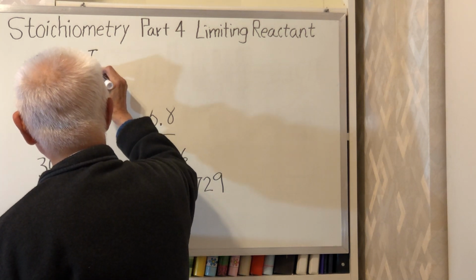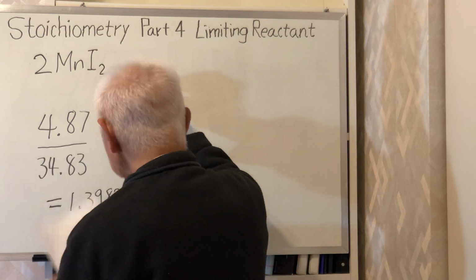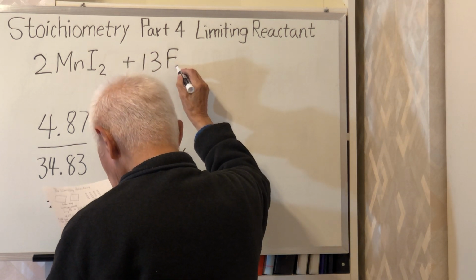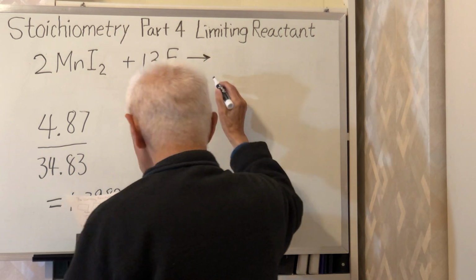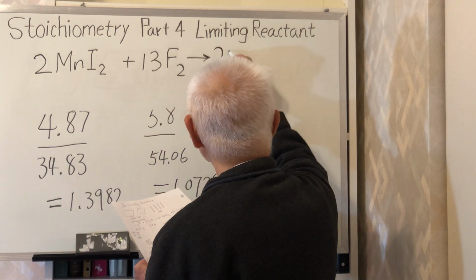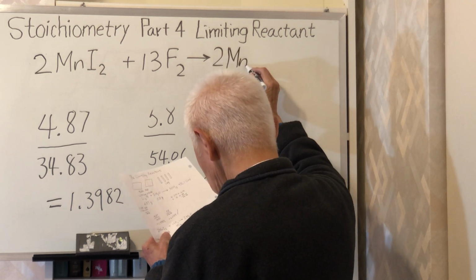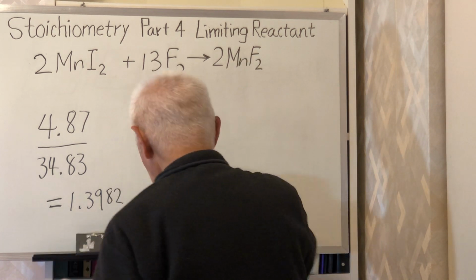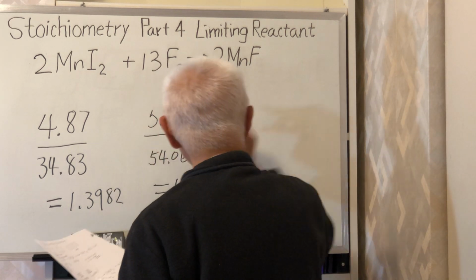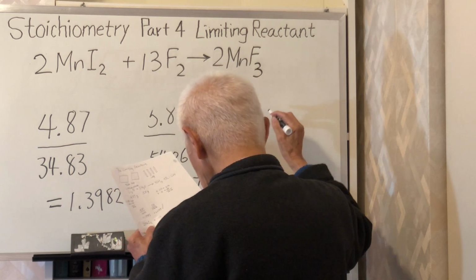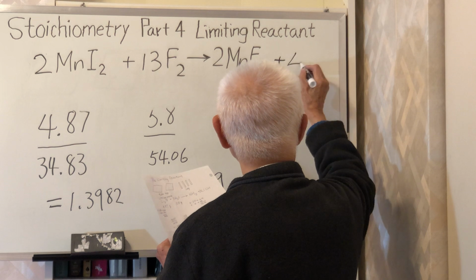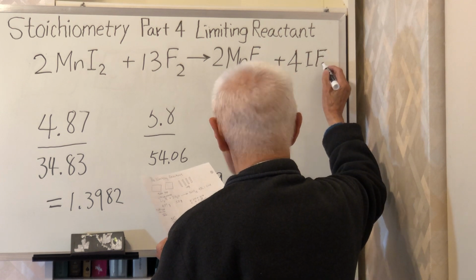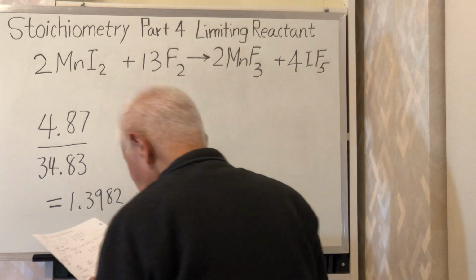Manganese iodide reacts with fluorine, produces manganese fluoride. Okay, so this is not 2, this is 3. And iodine fluoride.